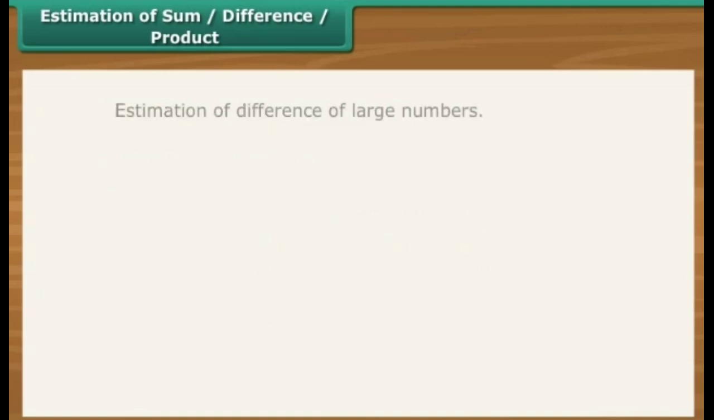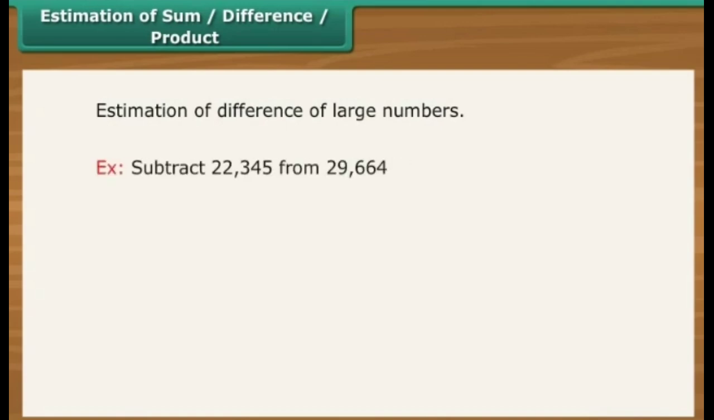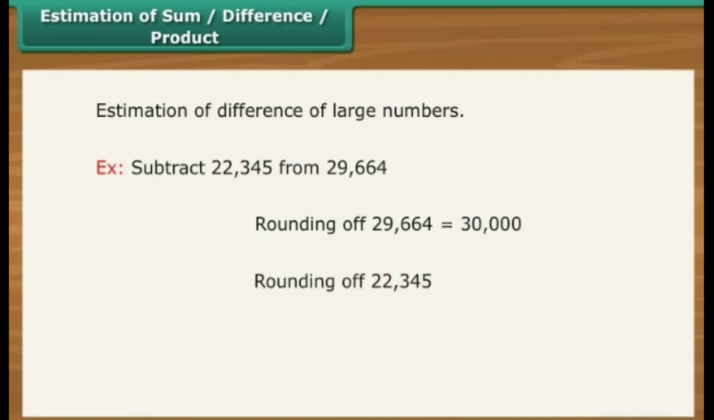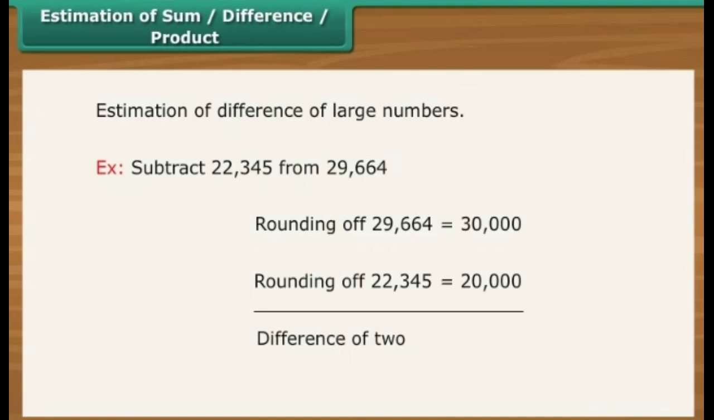Estimation to nearest number can help in the estimation of the difference of 2 large numbers. For example, subtract 22,345 from 29,664. Rounding off 29,664 would make it 30,000. Rounding off 22,345 would make it 20,000. Difference of 2 is equal to 10,000.